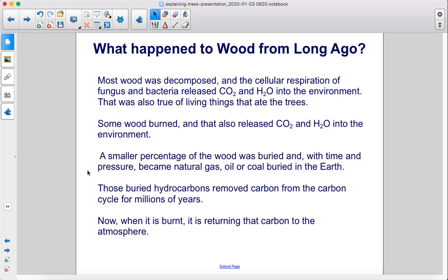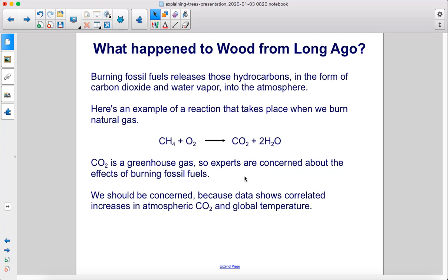A smaller percentage of the wood was buried and, with time and pressure, became natural gas, oil, or coal buried in the earth. Those buried hydrocarbons removed carbon from the carbon cycle for millions of years. Now, when it is burnt, it is returning that carbon to the atmosphere. Burning fossil fuels releases those hydrocarbons in the form of carbon dioxide and water vapor into the atmosphere.